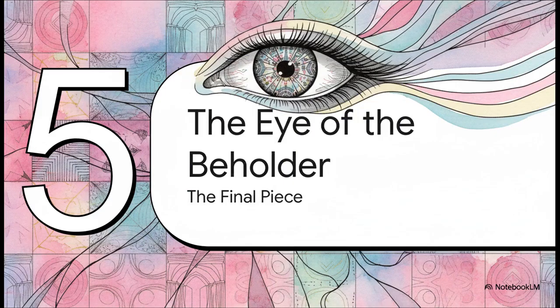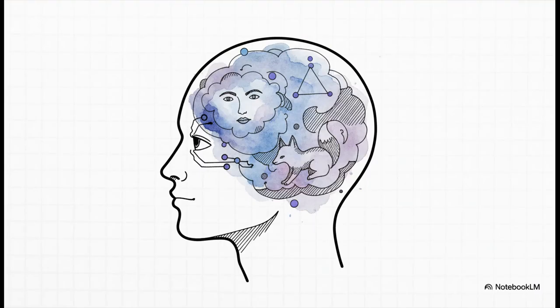This all leads us to our final and maybe the most important piece of the puzzle, the eye of the beholder. Because there is, of course, a very powerful scientific explanation for all of this. Our brains are hardwired to find patterns. We are pattern-seeking machines. It's why we see faces in clouds and figures in wood grain. This psychological phenomenon has a name. It's called pareidolia. Our minds are literally built to create meaning out of noise.